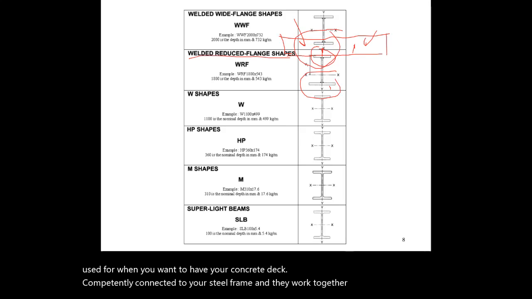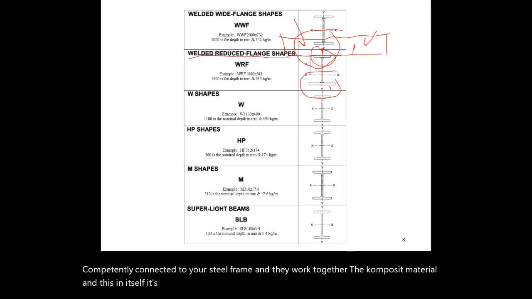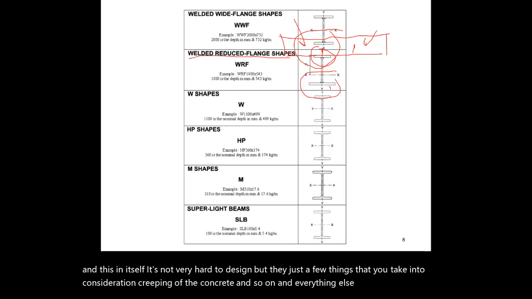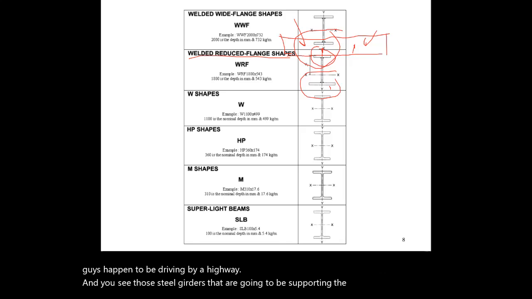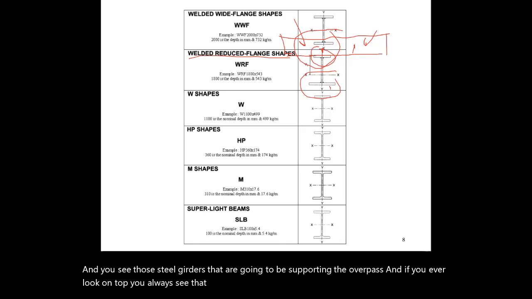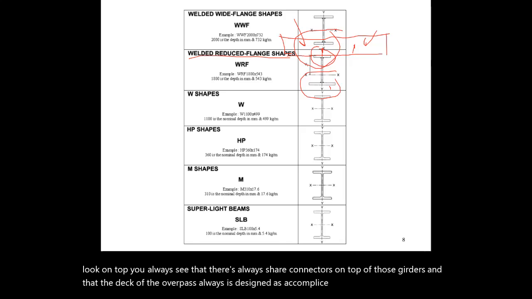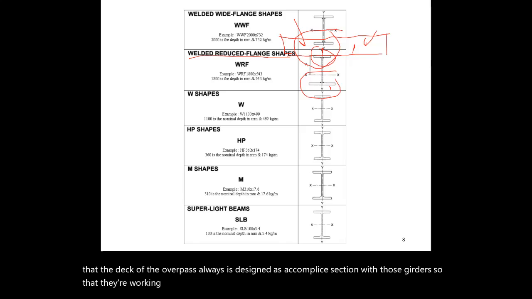And this in itself is not very hard to design, but there are a few things you take into consideration, like the creeping of the concrete and so on. If you ever happen to be driving by a highway and you see those steel girders supporting the overpass, and you look on top, you always see shear connectors on top of those girders. The deck of the overpass is always designed as a composite section with those girders, so that they work together.